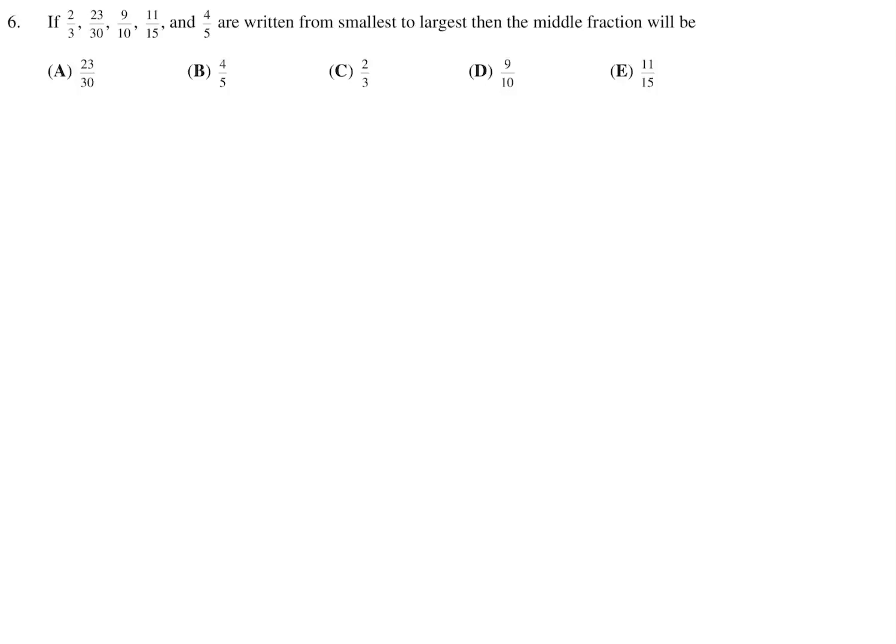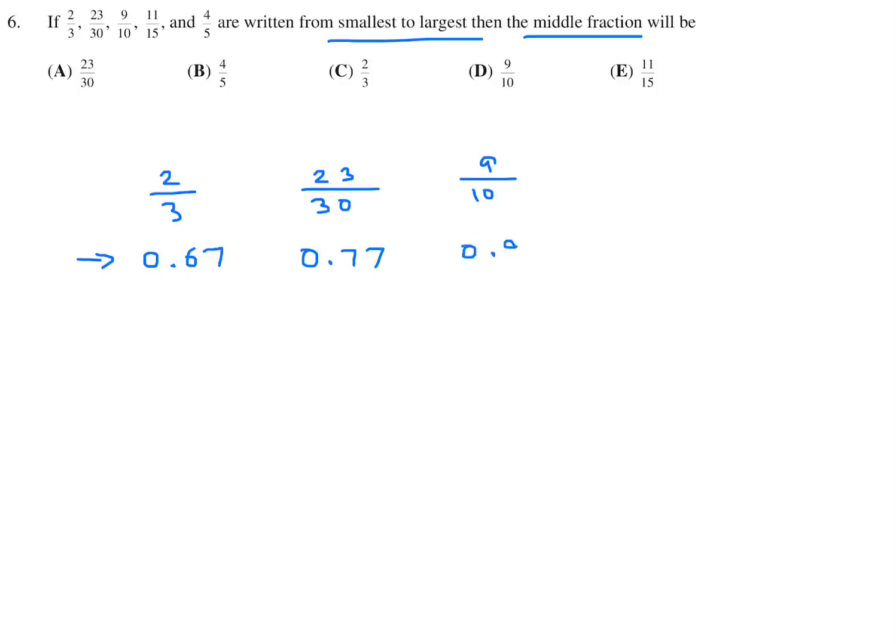If 2/3, 23 over 30, 9 over 10, 11 over 15, and 4 over 5 are written from smallest to largest, then the middle fraction will be. In my opinion, the best way to do this is to convert all of them from fractions to decimals. So let's do that, and we'll get an easier way of arranging them. So 9 over 10 is 0.9, 11 over 15 is 0.73, and 4 over 5 is 0.8.